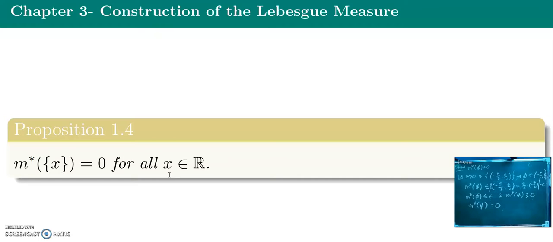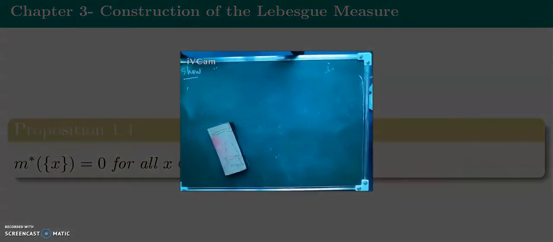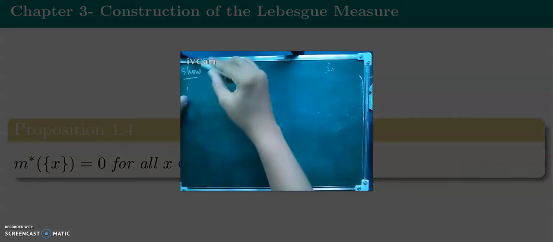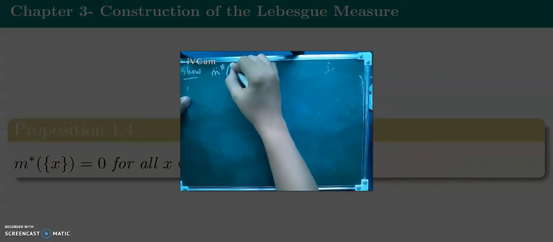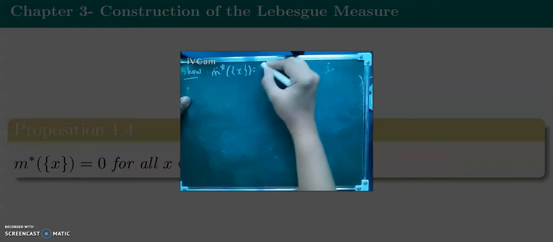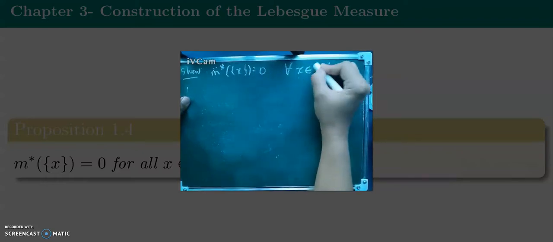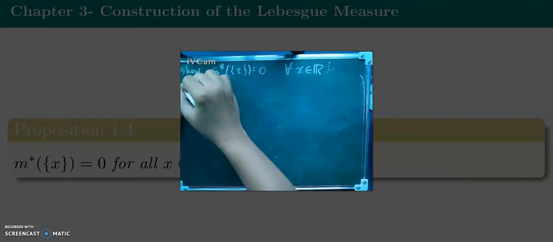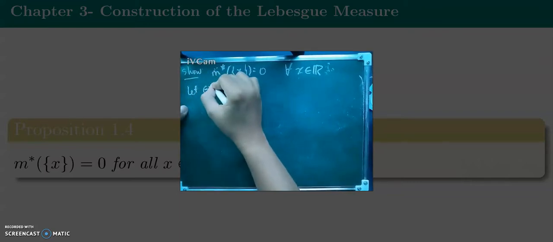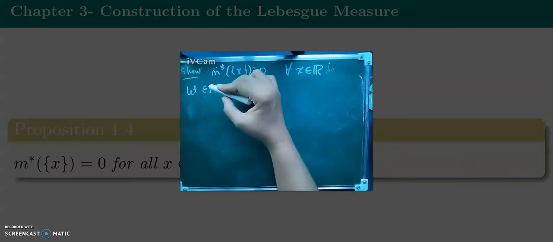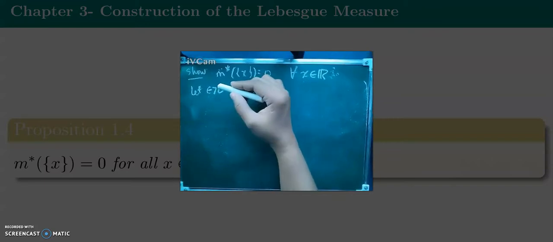By the way, let me have the proof of this. So here we will be showing that the Lebesgue outer measure of the singleton set is 0. So we will show the outer measure of this is equal to 0 for all real numbers x. So again, we will let epsilon be greater than 0. We let this one because we will be using this one in our collection of open covers.